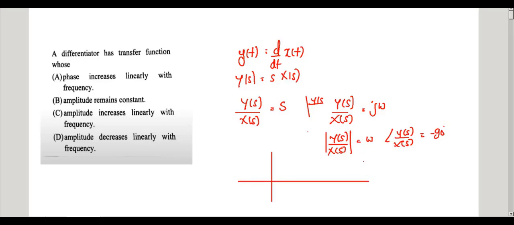So if omega varies from 0, the magnitude increases. This is magnitude equal to omega. As I increase omega, what happens to the magnitude? The magnitude is increasing linearly. What happens to phase? If I take 0, this is minus 90 degrees, and it is constant. So the amplitude increases linearly with frequency. Option C is the answer.